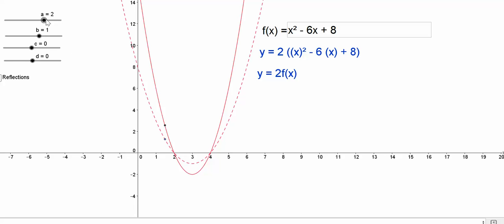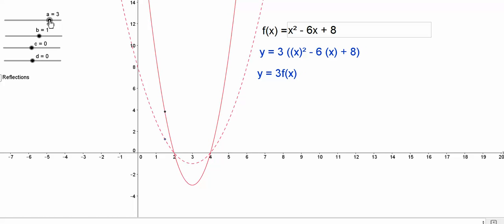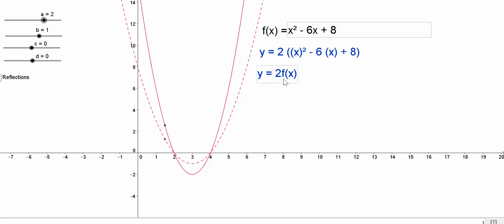If we do a stretch of factor 3, that point has now been stretched 3 times as far from the x-axis in the y direction. So we call this transformation a stretch parallel to the y-axis of factor 3. The equation, because we are doubling the value of y at every point, the equation of the transformation is 2 times f of x. So we multiply the function by 2.